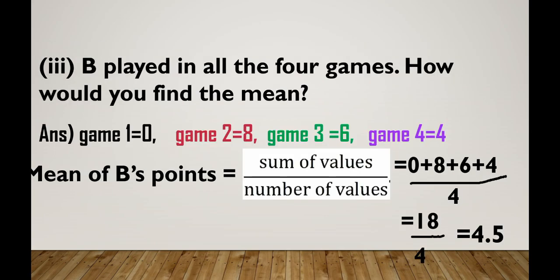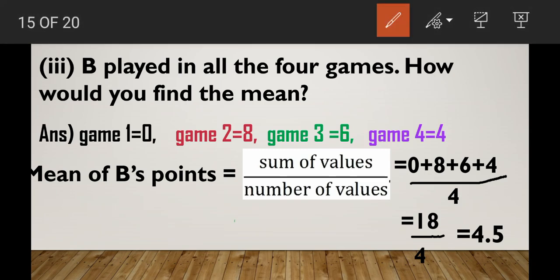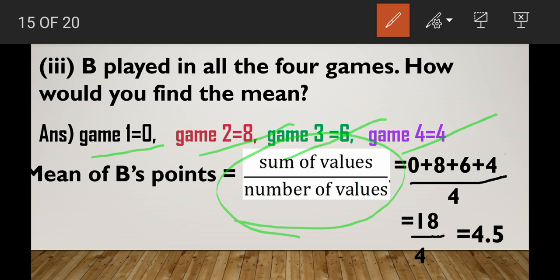Okay. Now B played in all the 4 games. How would you find the mean? Again, mean formula, you know what is the mean formula? Mean formula is sum of values by number of values. In game 1, what is the score of B? 0. Game 2, he scored 8. Then 6 and 4. So 0 plus 8 plus 6 plus 4. You have to add all the numbers. Then you have to divide by 4. So that's the answer. Okay.